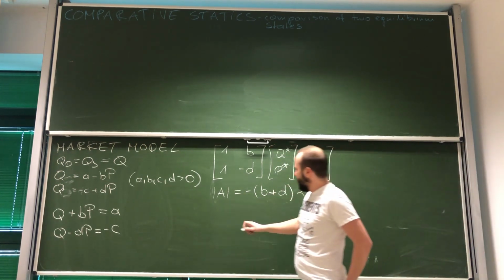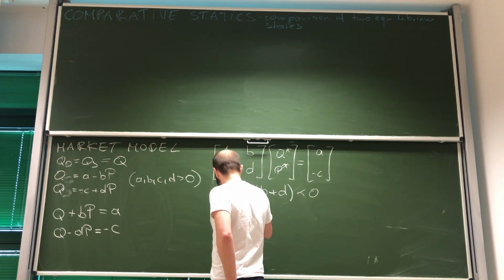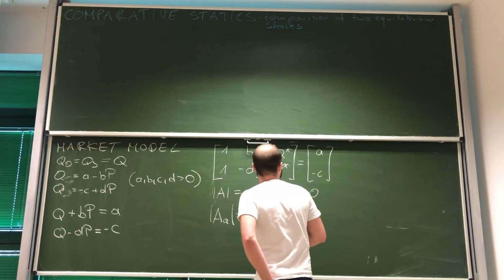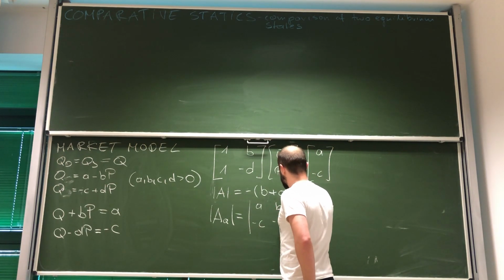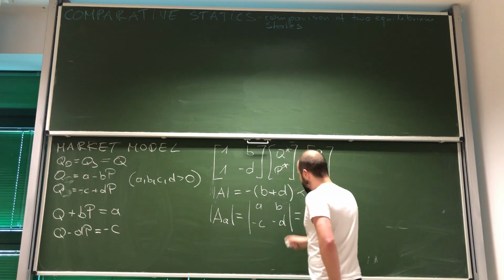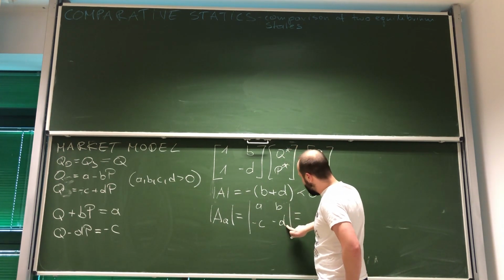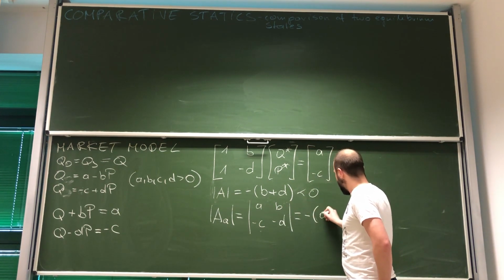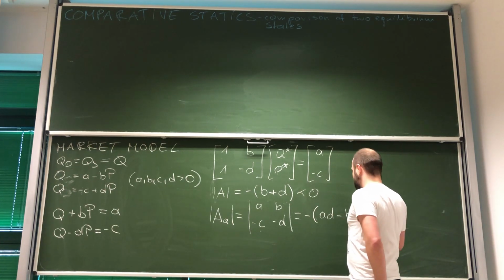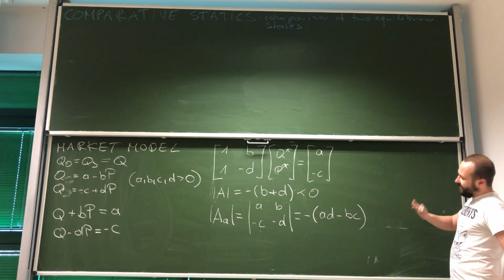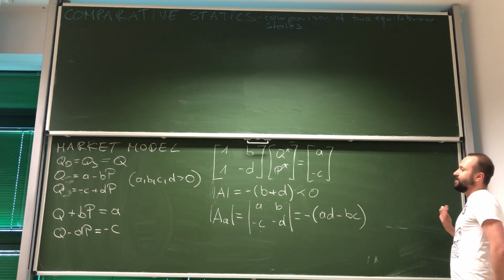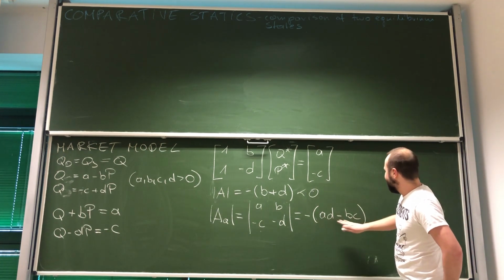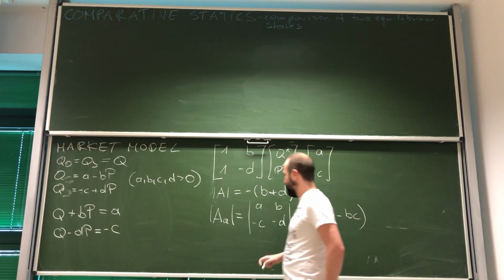Then we should calculate first AQ. So we replace the first column, a, minus c, then we've got b, minus d, and we get out of this that this is negative ad minus bc, which of course in this case, depending on the values of the parameters, can be equal to 0, but we are assuming that ad is bigger than bc, just like we did before.